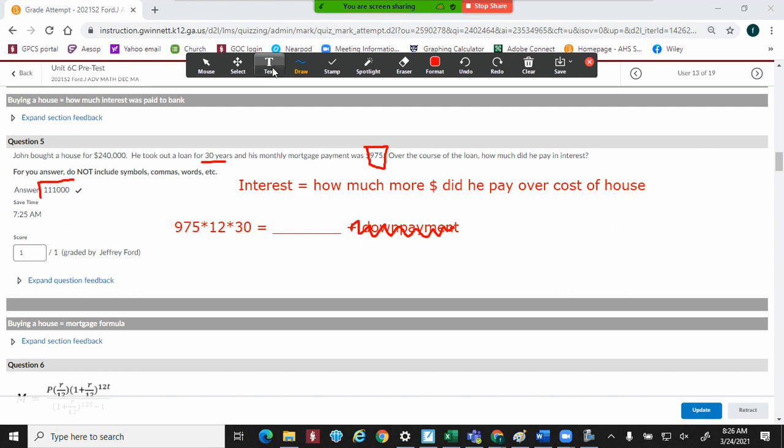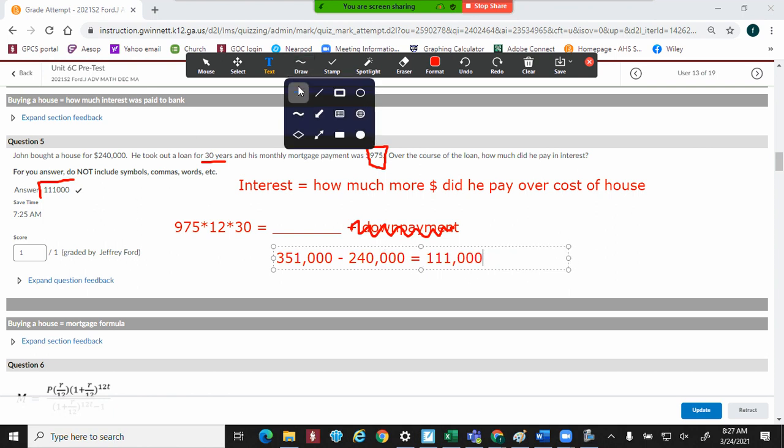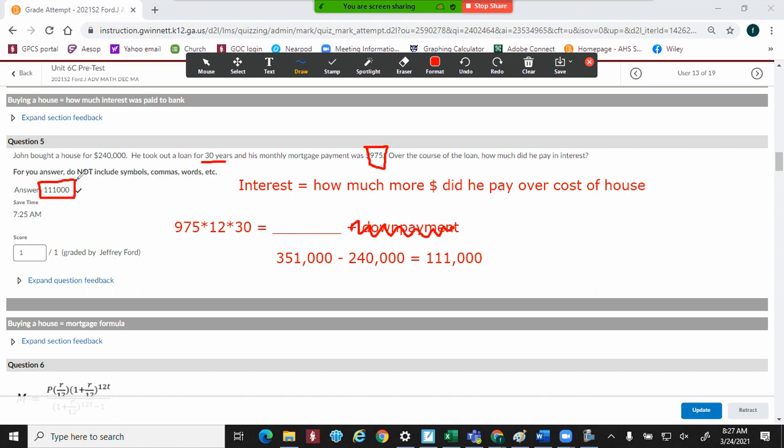I skipped a step here. When we do the math, we end up getting, I think it will be 351,000. But we want to know how much more did he pay over the cost of the house, which then we would subtract the cost of the house, which would give us a remainder of 111,000. That's what we're looking for. All right, sorry, I forgot to subtract the cost of the house. My bad.